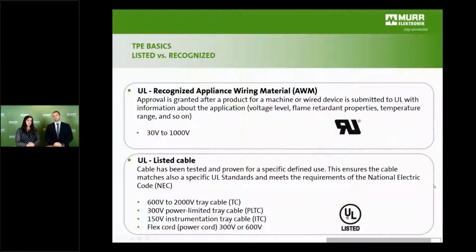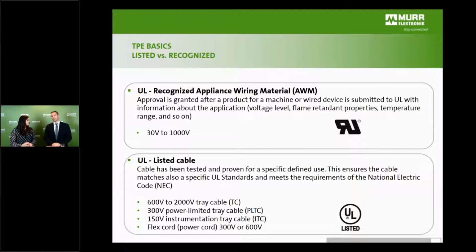And so here we're going to get into what we have in the listed and recognized area. Let's first take a look at the difference between the two. Yeah, so we start with a recognized cable. That means a customer has a special need. He has a special application and says, okay, I need this material, I have this temperature range, and the dimensions can be whatever size.